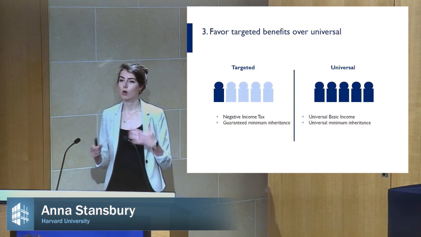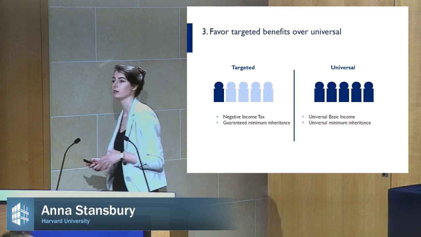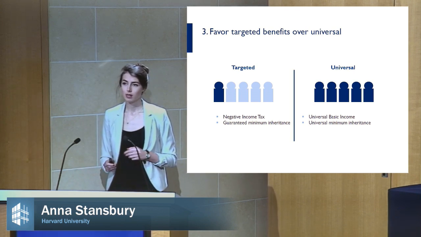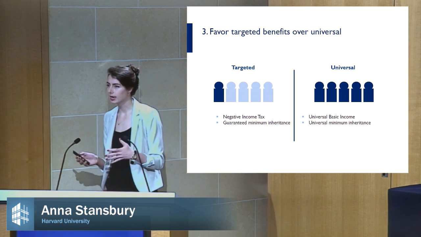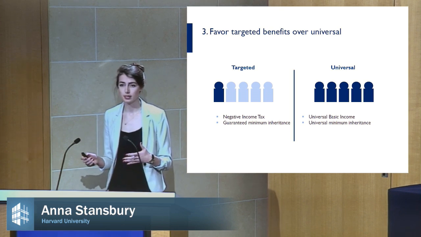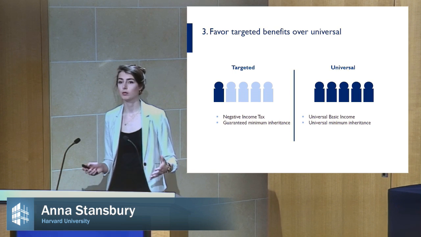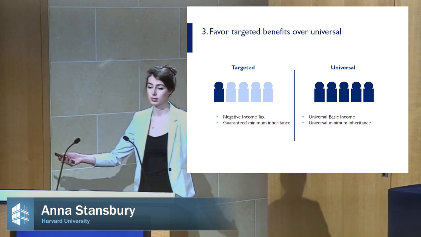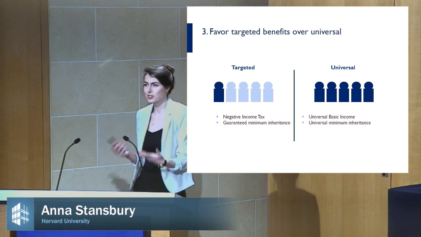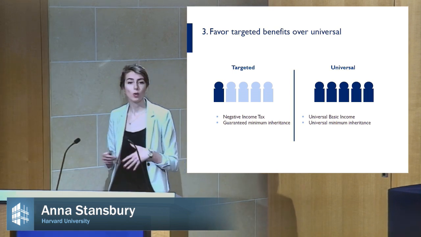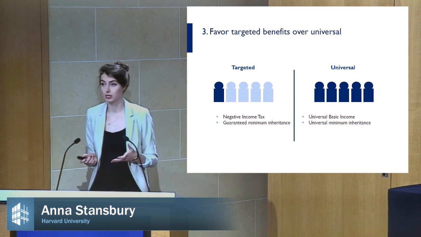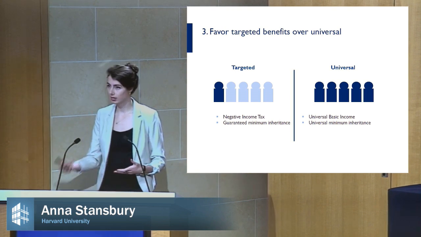Resource constraints also point towards favoring targeted benefits over universal benefits, principle number 3. There's been a lot of discussion of universal basic income, universal minimum inheritances, as policy responses to automation, where there's mass productivity growth, but also mass job displacement. We're actually thinking about a very different world, a world in which productivity growth is very slow. So we have very few resources to redistribute. Nonetheless, we have an inequality issue.